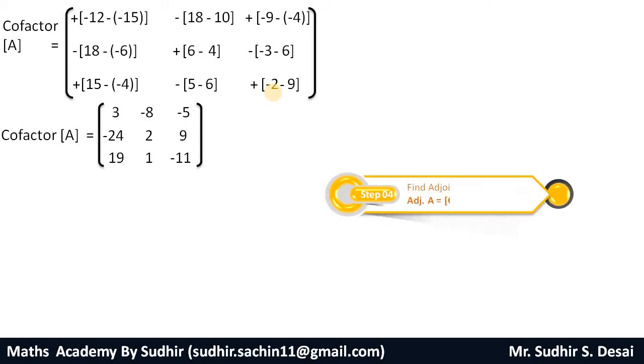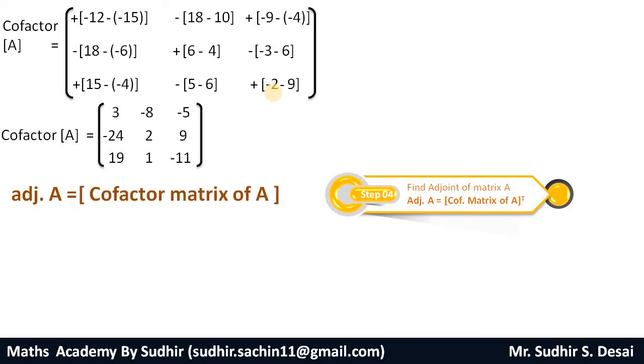Now the next step is to find the adjoint of matrix A. And what is the formula for finding the adjoint of matrix A? It is the transpose of the cofactor matrix of A, which we have seen previously. So let's find the adjoint of A. We have to take the transpose of the cofactor matrix of A.